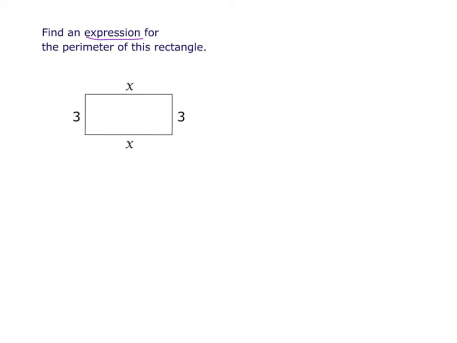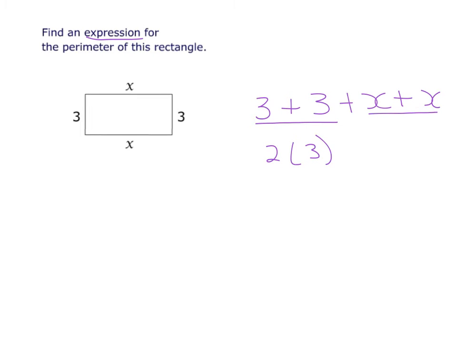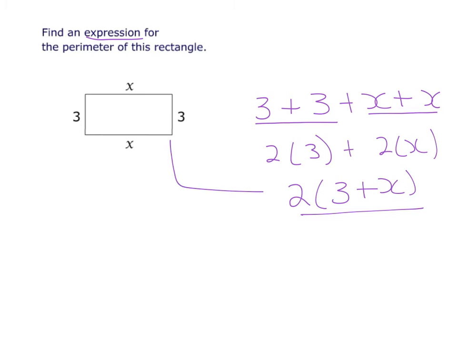So we start off, we have a 3 plus a 3 plus an x plus an x. And what that means is I have 2 times 3. And here I have x plus x, which will give me 2x. So I have 2 times x. And then if I was to bring these two together, I would say I have 2 times 3 plus x. All right, so again, different ways of writing the same expression.